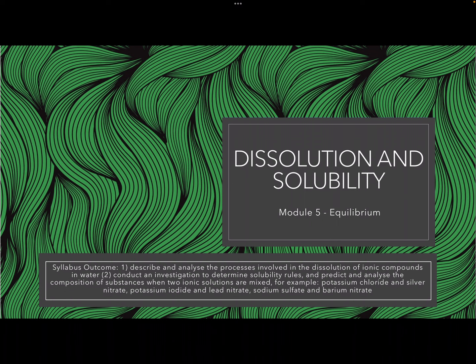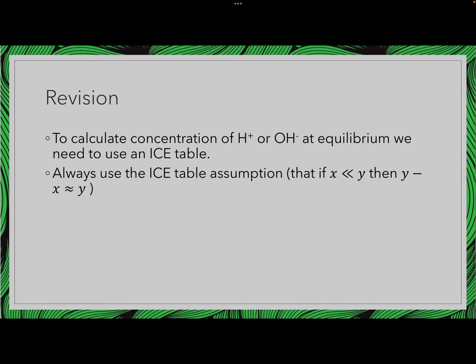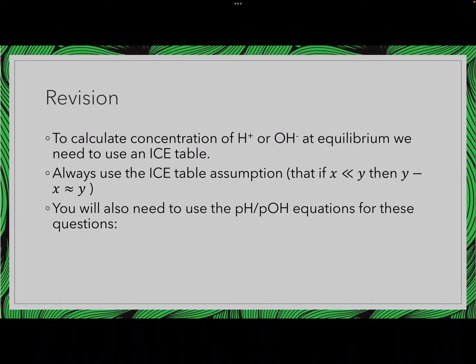So let's just have a look at some revision. From last time, remember, to calculate the concentration of hydrogen ions or hydroxide ions at equilibrium, we need to use an ICE table. We always use the ICE table assumption. That's not just true for acid-base equilibria, but also for pretty much everything we're doing. We also need the pH and pOH equations: pOH is negative log10 of [OH-], pH is negative log10 of [H+], and pOH plus pH equals 14. We also needed pKa, which is negative log10 Ka, and pKb, which is negative log10 Kb.